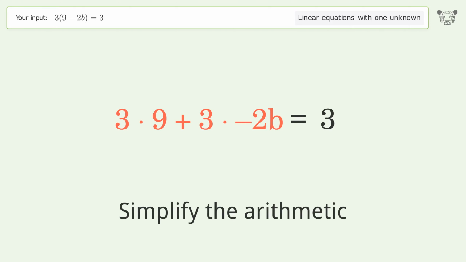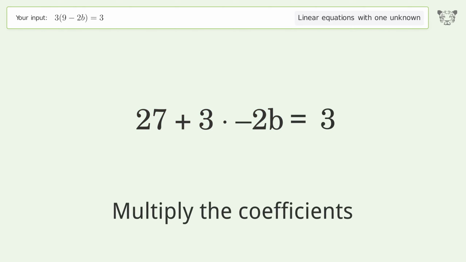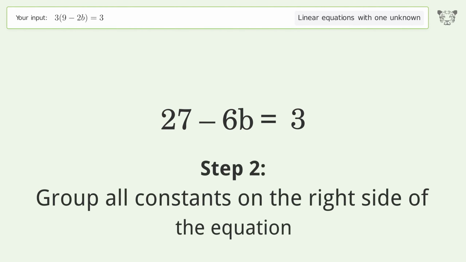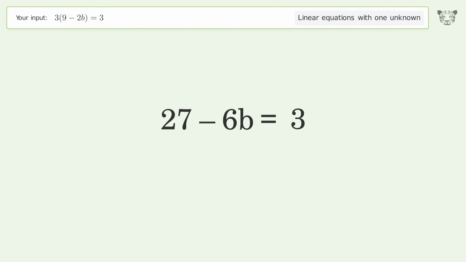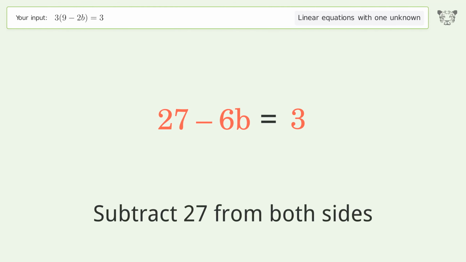Simplify the arithmetic. Multiply the coefficients. Group all constants on the right side of the equation. Subtract 27 from both sides.